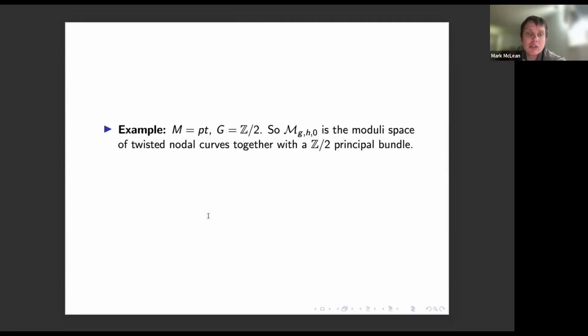So an example is, if M is a point and the group G is Z mod 2, so the orbifold is point mod Z mod 2, then you can look at the moduli space of twisted nodal curves with an appropriate Z mod 2 principal bundle over it. And these sorts of spaces were described by Abramovich, Corti, and Vistoli, and this is all algebraic.